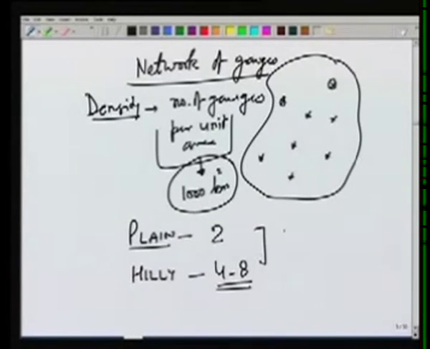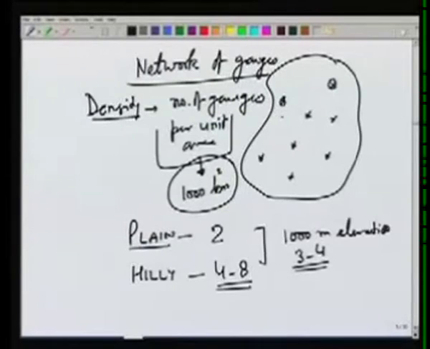And in between, for example, if we have an area which is 1000 meter elevation, then we may use 3 to 4 gauges. So that decides how many gauges we want in a particular area. Now, in this area, how do we locate the gauges? For example, there may be one gauge here, one here, one here. Once we decide the density, we have to decide where to locate the gauges also.